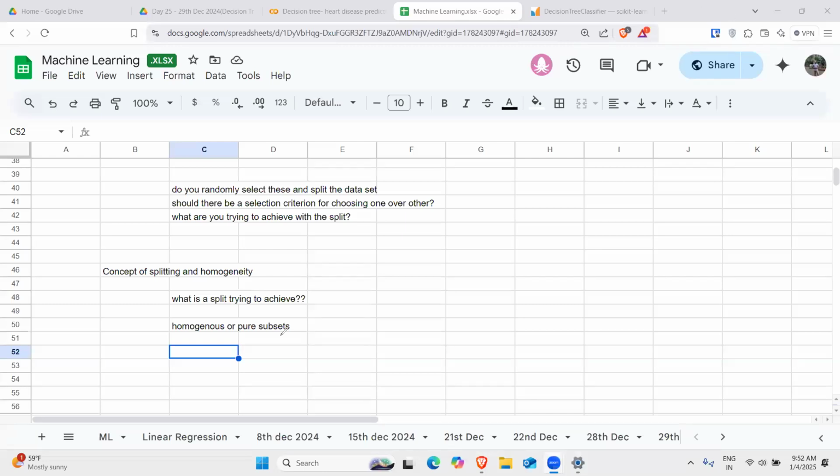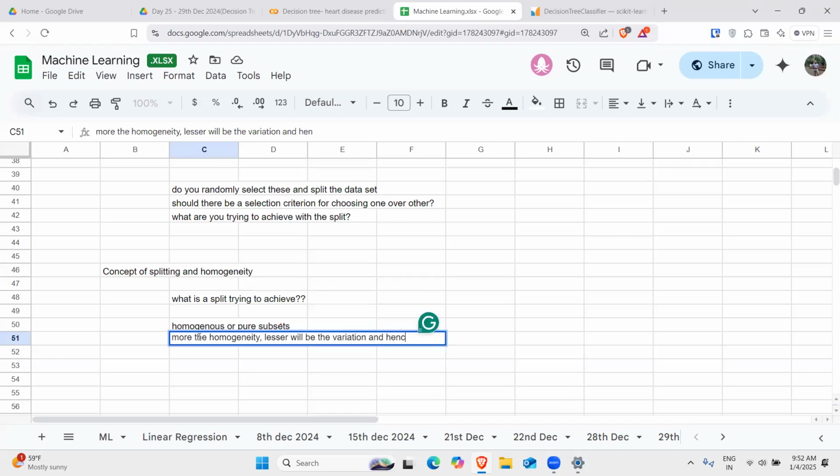So the more the homogeneity, the lesser will be the variation, and hence the better will be the split. Better will be the split, right? More the homogeneity, lesser will be the variation, and hence better will be the split.